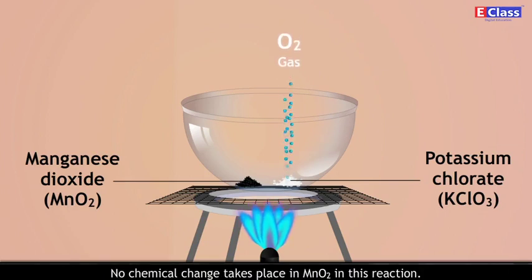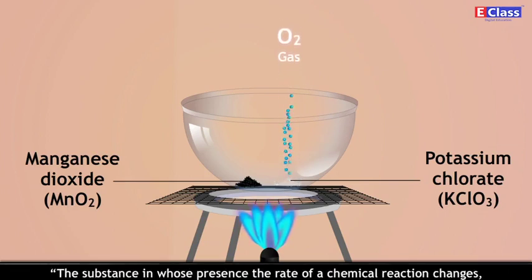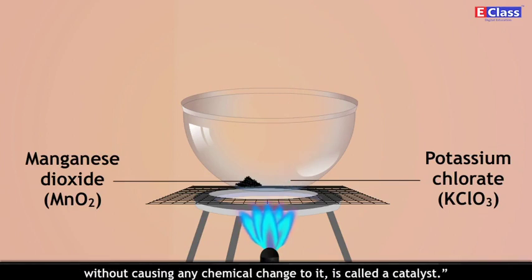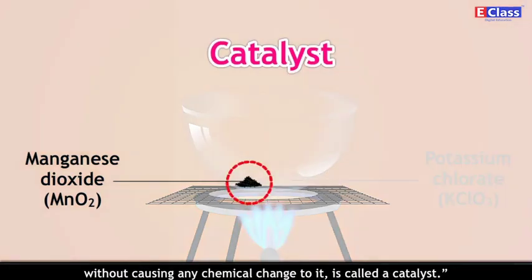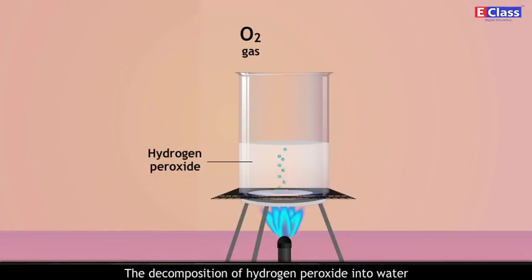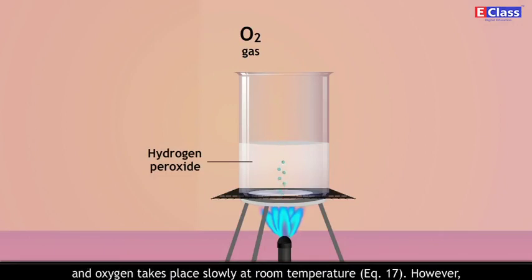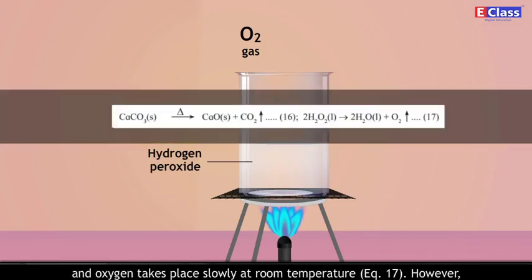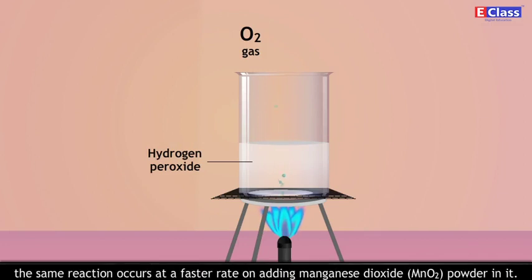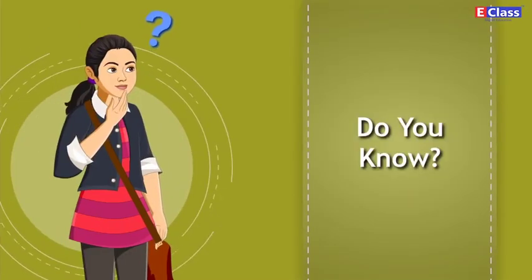No chemical change takes place in MnO2 in this reaction. The substance in whose presence the rate of a chemical reaction changes without causing any chemical change to it is called a catalyst. The decomposition of hydrogen peroxide into water and oxygen takes place slowly at room temperature. However, the same reaction occurs at a faster rate on adding manganese dioxide, MnO2, powder to it.